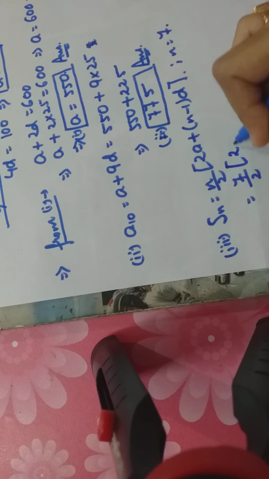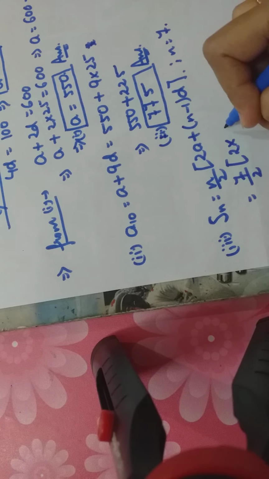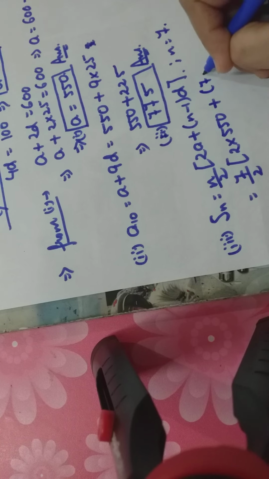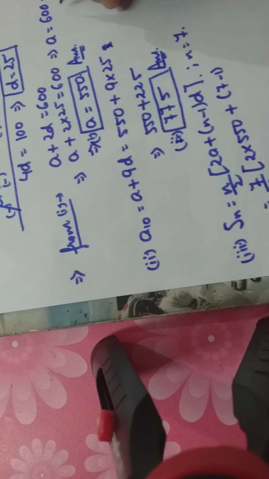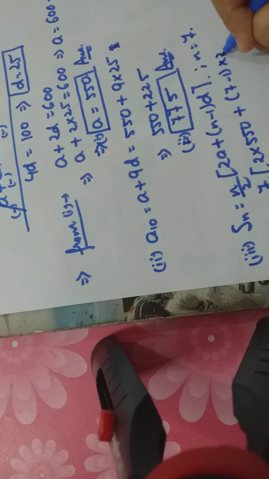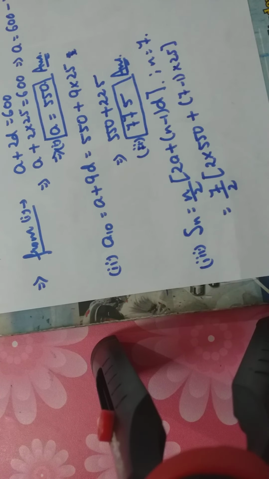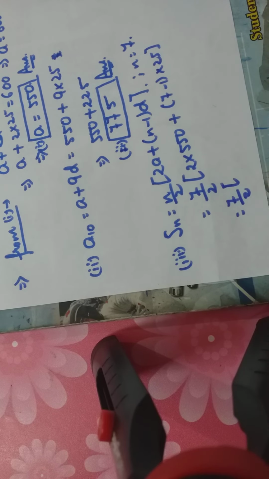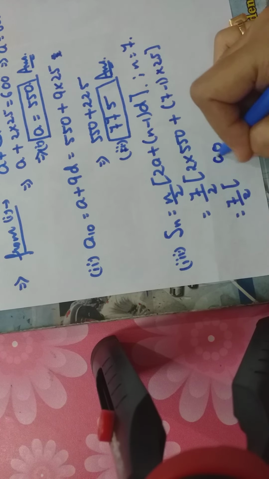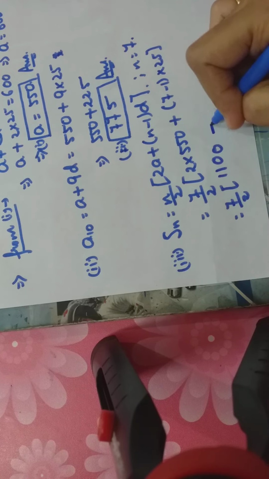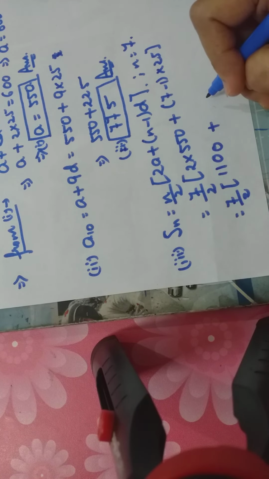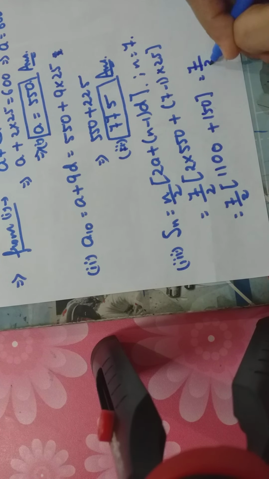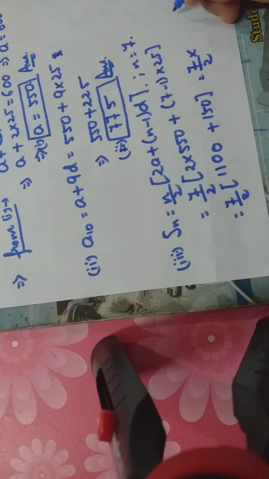Here will be 2 into a, and the a value is 550, plus n is 7, so 7 minus 1, into d, which is 25. When I simplify, 7 by 2 into 2 into 550 is 1100, plus here I will get 6, and 6 into 25 will be 150. So 7 by 2 into, when I add it, I will get 1250.